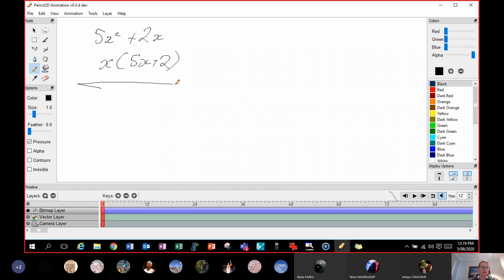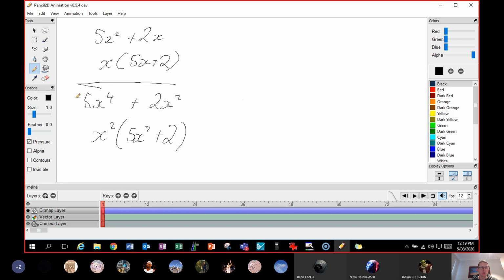Similarly, I could have 5x to the power of 4 plus 2x squared. Now I can't take out any numbers, but I can take out x squared from here. If I take out x squared, what would give me 5x to the power of 4? It would have to be 5x to the power of 2, because if I multiply these two, that gives me 5x to the power of 4. And then I'd take out 2 here, because that would give me 2x squared.